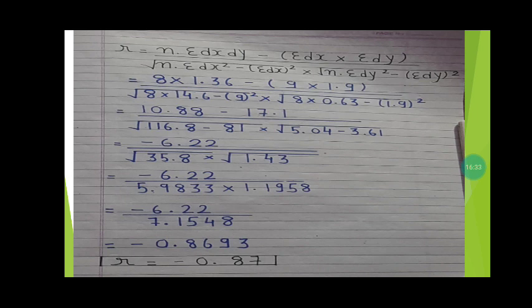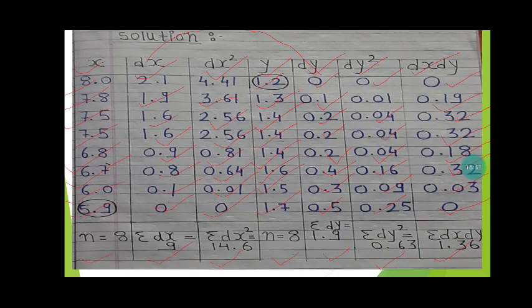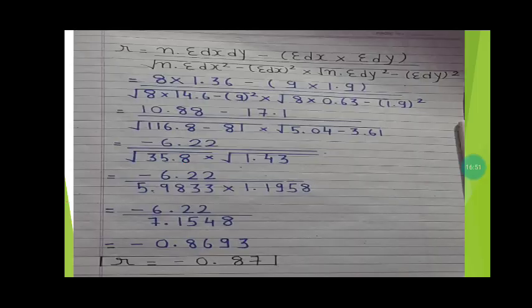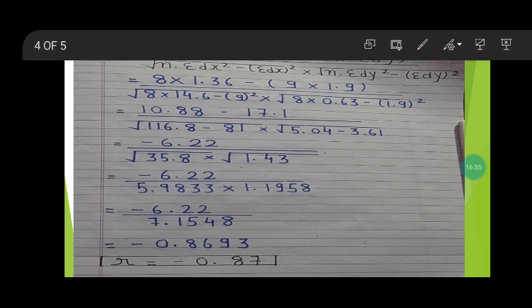Then minus under bracket summation dx into summation dy. Again we will see the value of summation dx and summation dy in the preparation chart. So in the preparation chart we have seen that the value of summation dx is 9 and the value of summation dy is 1.9. So we will put these values in the formula. So here we have written 9 into 1.9.